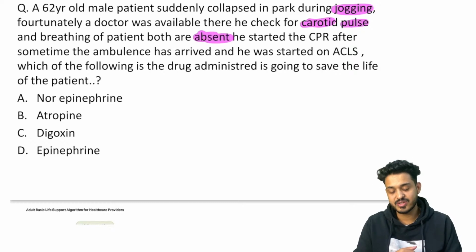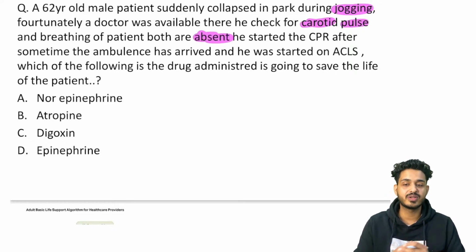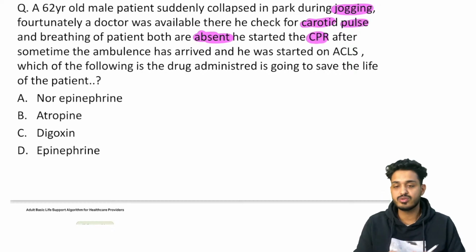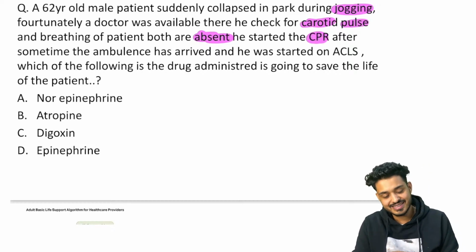So this particular patient does not have a pulse. This particular patient does not have a respiratory rate also, right? This patient is not breathing at all. So what you need to do, what you suspect, if there is no pulse and no breathing, you suspect this is a case of cardiac arrest.